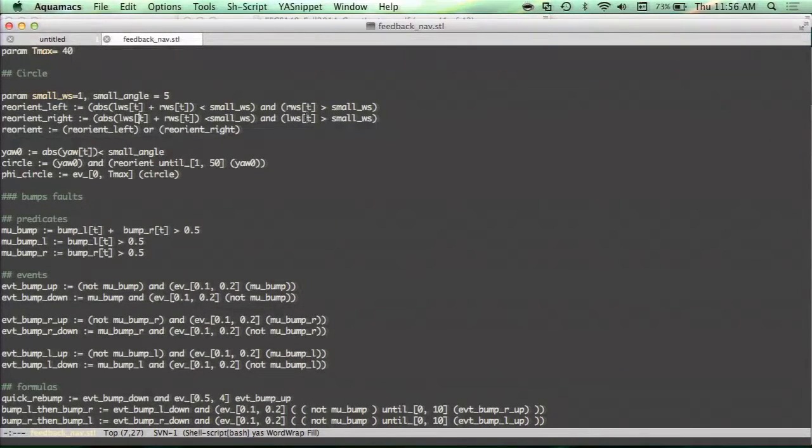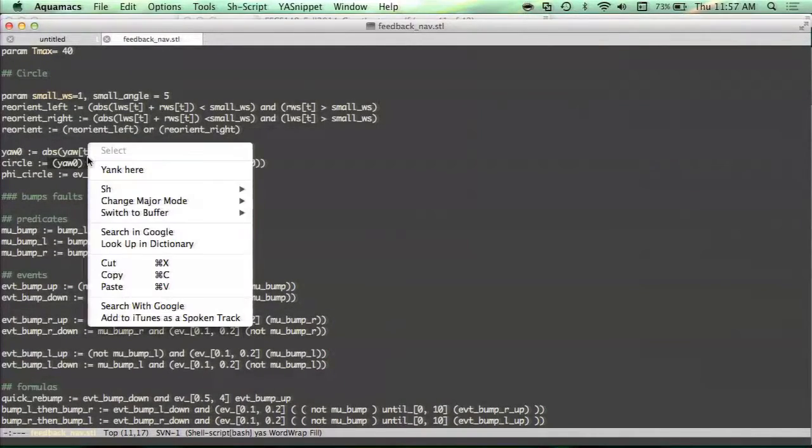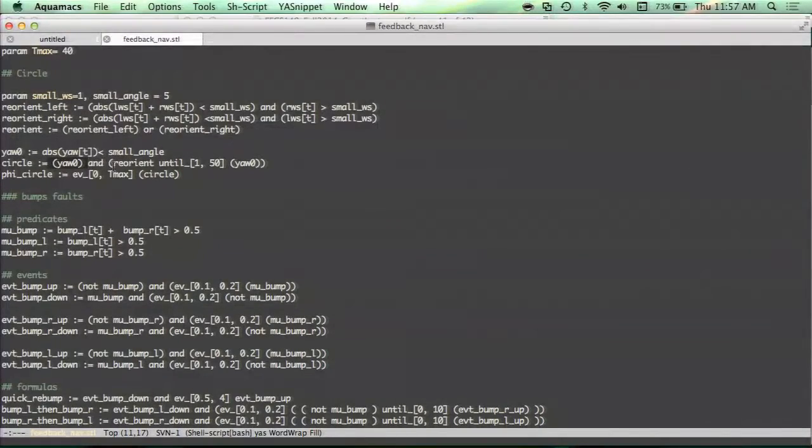If left wheel speed is greater than something, I know that I'm turning left. So now I have two predicates which tell me I'm reorienting left or reorienting right. Then I combine those two into an abstract predicate that says either left or right. Then I check whether I'm heading in a given direction. So I'm heading 0. Now my circle property says that at some point I'm heading in this direction, and I reorient until I reach this value again, so I do a full circle.